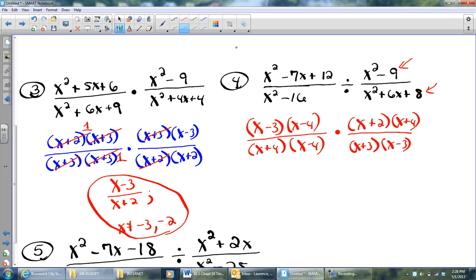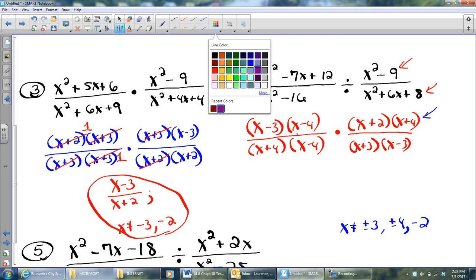Now, I can do my restrictions again if I want. So I know that x cannot equal, looks like plus or minus 3, plus or minus 4. And I also have to check this numerator for a restriction because it used to be in the denominator, and I'm going to pick up a negative 2 right there. If any one of those quantities turns to 0, this problem can't be simplified. All right, so now I'm ready to cancel.